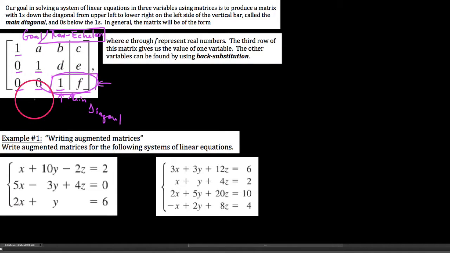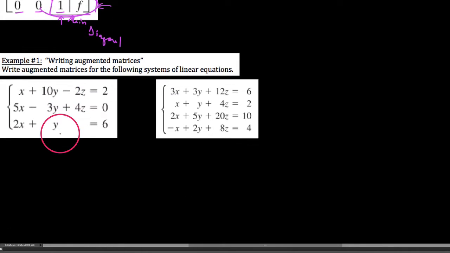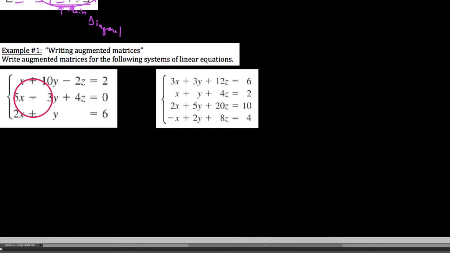So here's what I want to do to finish off this video. First thing is, I want to try to write some of our own augmented matrices here. So you see we have a couple of systems. Our first system here has 3 variables and 3 equations. And so if we're going to write this out, naturally we'd have 3 rows, one for each equation here.